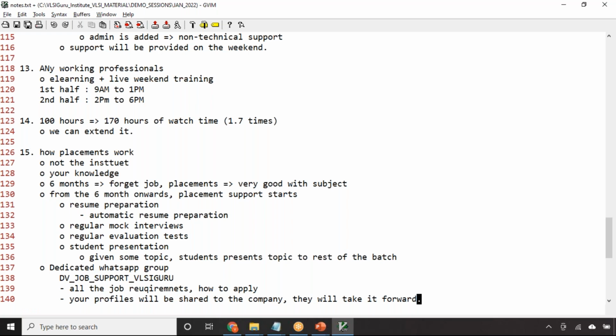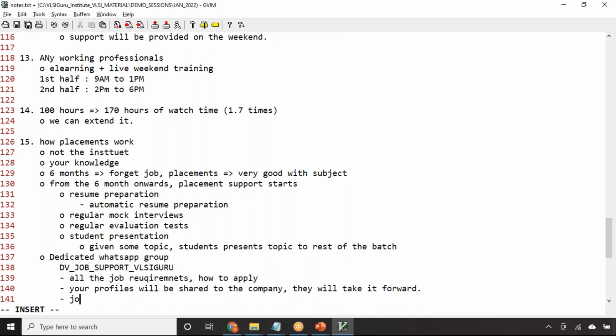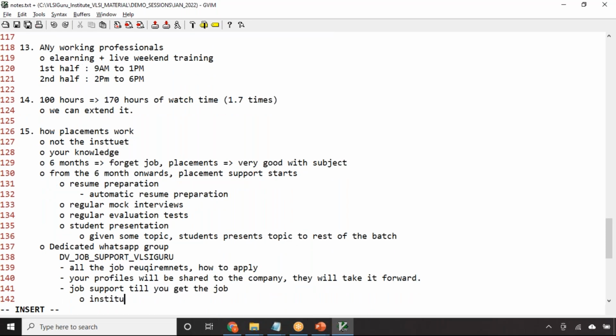Once you get the placement support, generally you don't get further placement support because it's one best opportunity you can take. Your job support will be till the time you get a job. But having said that, the institute doesn't commit to 100% placement. There are a lot of factors that decide it: how good is the student, how much effort he is putting, how are the current job opportunities. There are many factors.